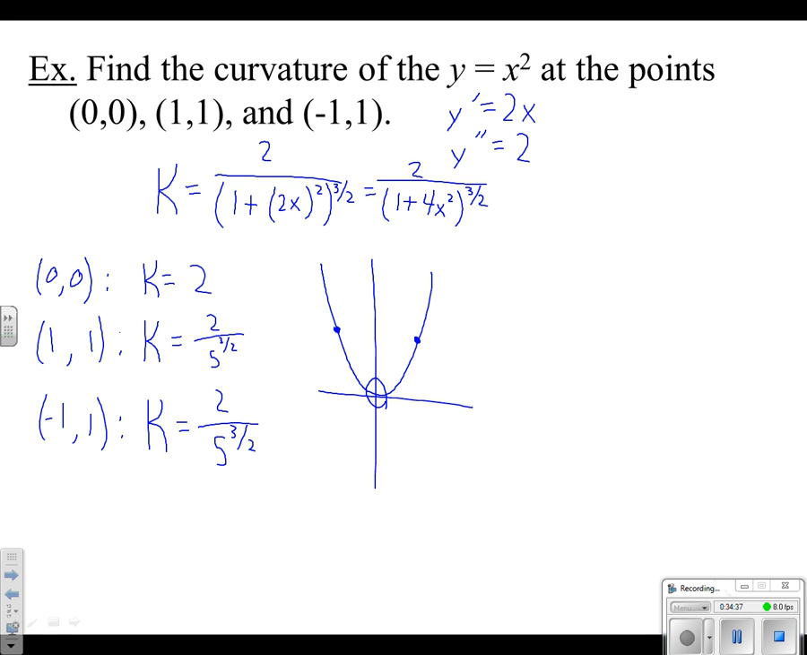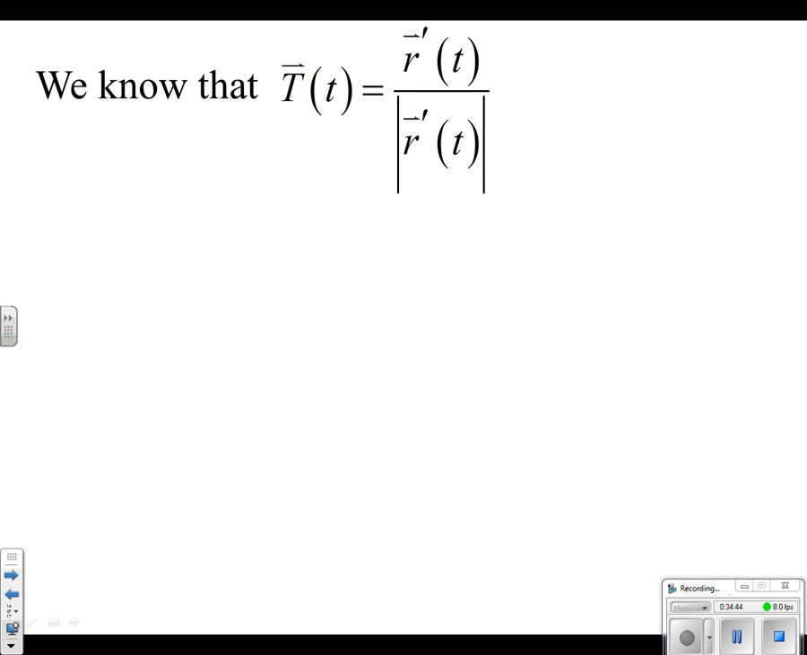All right, there's one more vector we need to talk about. We've talked about vector T, which is good. So we know that T is equal to r prime divided by the magnitude of r prime, which means, of course, that the magnitude of T is equal to 1. It's a unit vector, so its magnitude is 1.